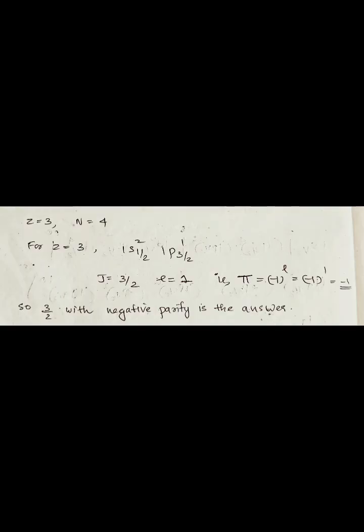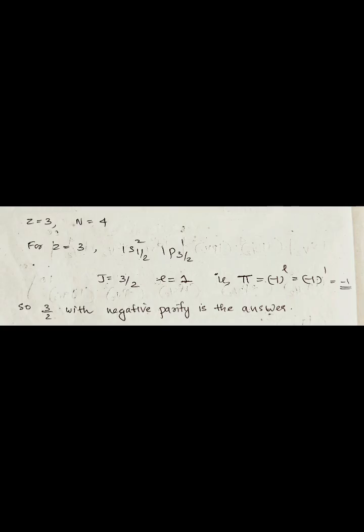The next question is, according to the shell model, the total angular momentum in the units of h cut and the parity of the ground state of 3Li7 nucleus is dash. So here Z is equal to 3 and the number of neutrons is equal to 4. So here the odd number is Z. So for Z is equal to 3, we can write the energy sequence as 1s 1/2, 2; 1p 3/2, 1. That is, the last nucleon is filled in 1p 3/2.